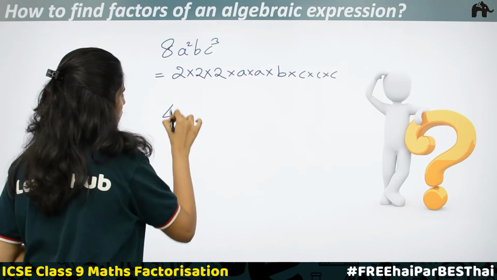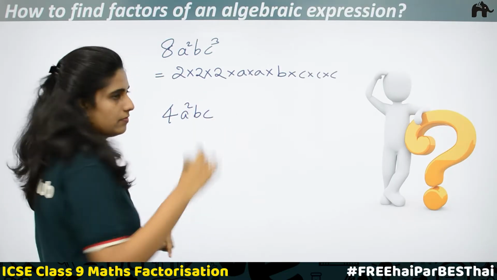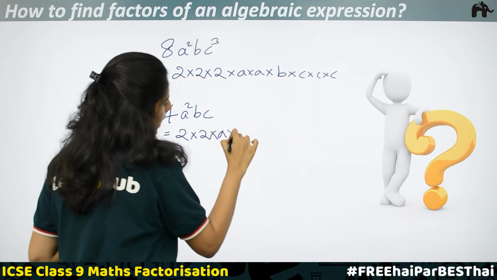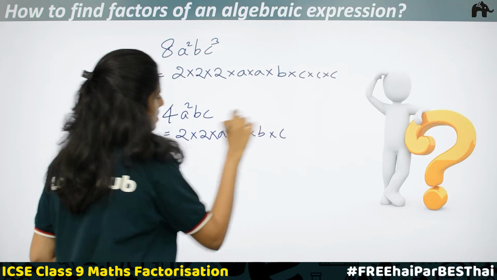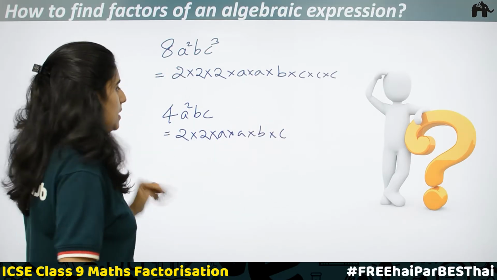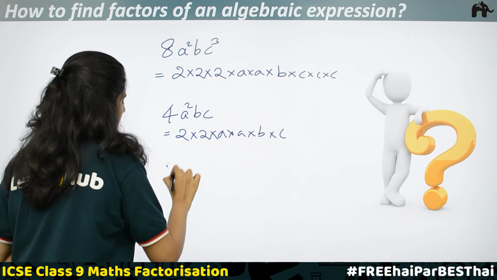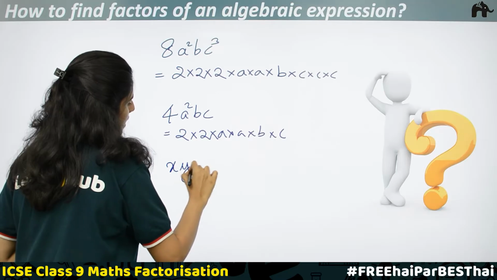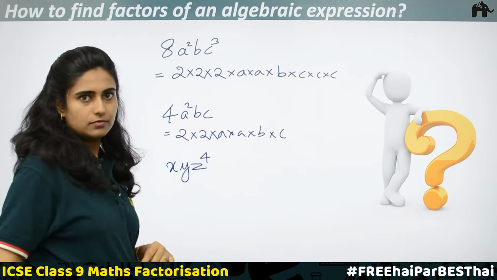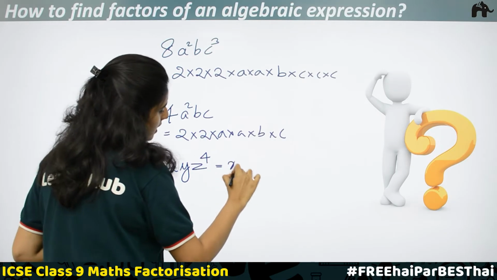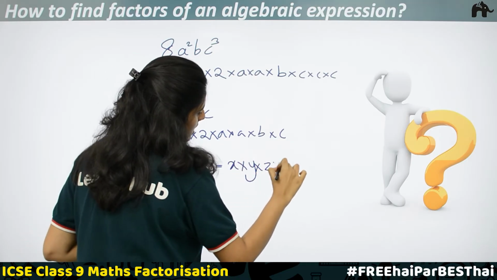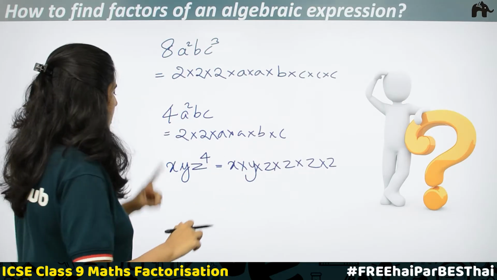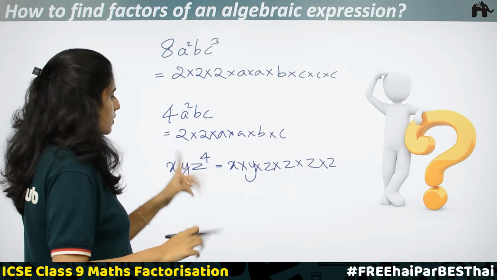Now another expression, 4a square bc. What are the factors? This can be written as 2 into 2 into a into a into b into c. So these are the factors of 4a square bc. Another one, xyz raised to 4. What are the factors? You will be having x into y into z into z into z into z. So these are the factors of xyz raised to 4.